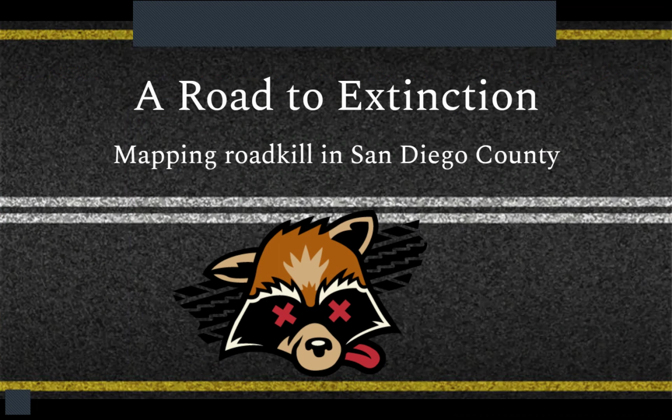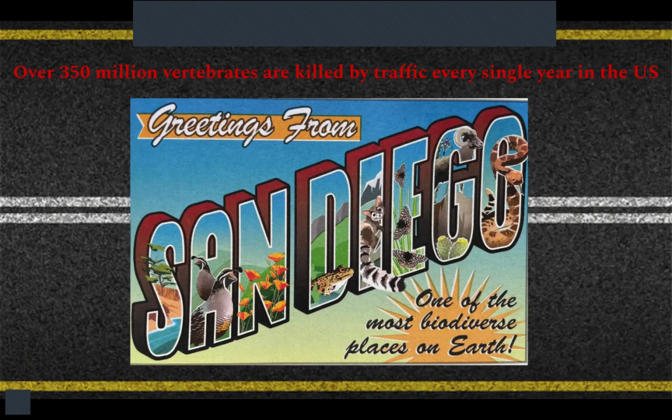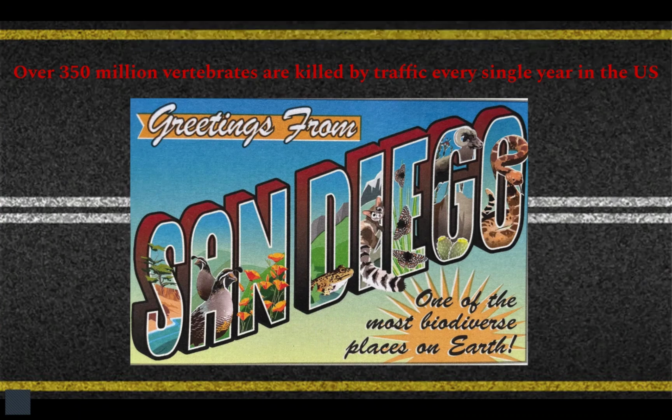So, to get started, our planet is facing incredibly difficult challenges in trying to protect animal biodiversity. Anthropogenic climate change and habitat loss has seen biodiversity loss skyrocket in the past decade. One of the many challenges these animals face is our changing landscapes to facilitate human transport. It's estimated that traffic kills over 350 million vertebrate animals every single year in the United States alone.